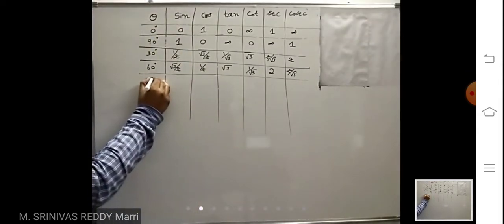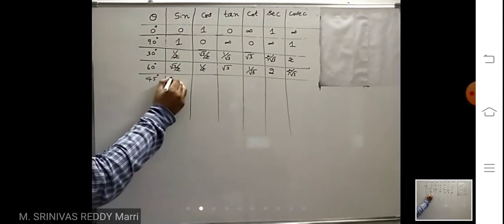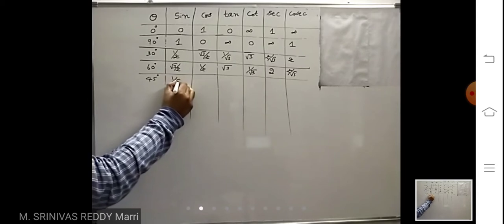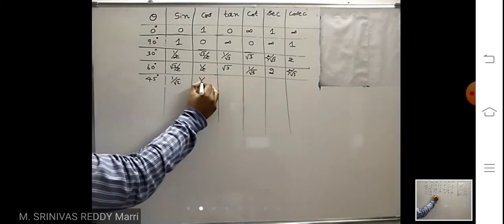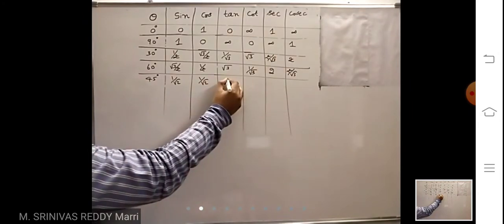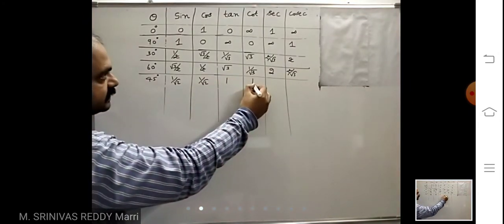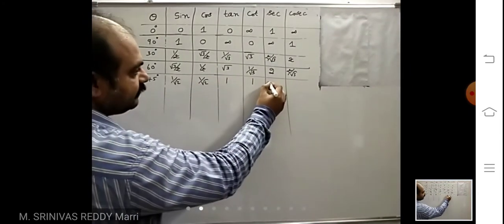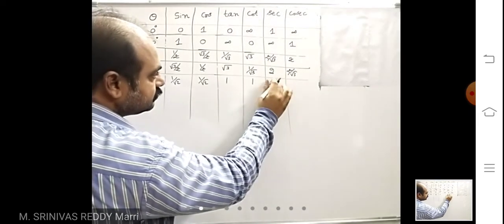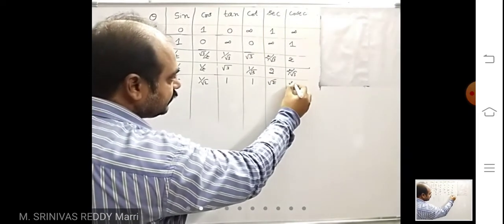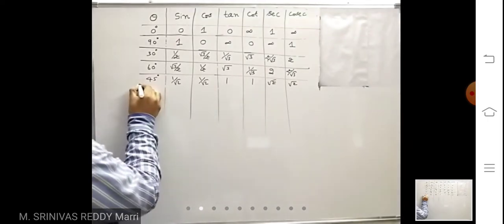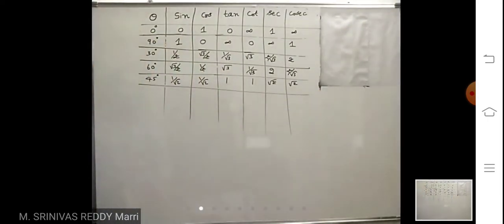Right? 45 degree: sine is 1 by root 2, cos is 1 by root 2. Tan value is 1. Cot value is 1. Secant value is root 2. Cosecant 45 is root 2. So this is also a standard angle.